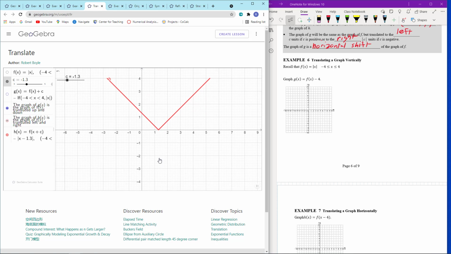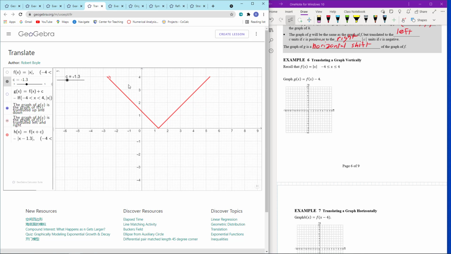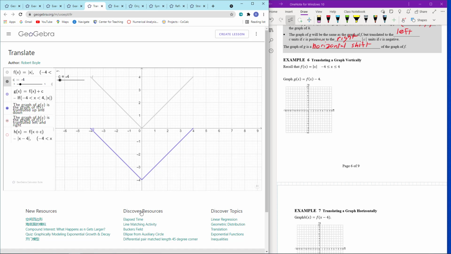To look at that, let's take a look at g of x. Here it is. And what we're going to do is move c down to negative 4. I don't want to look at h just yet. There it is. Notice that this is nothing more than the shift of f of x down 4. It's a vertical shift of f of x down 4 units. Okay, so that's what that would look like.